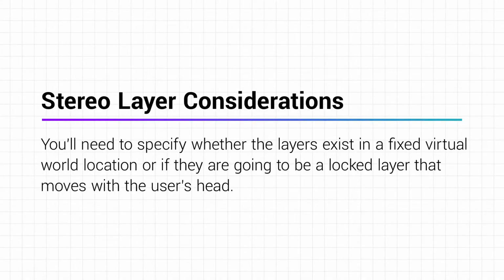There's one more way to approach UI on Oculus devices: utilizing stereo layers. The engine generates the left and right eye buffers every frame, and these are handed up to the compositor, which properly distorts these images in front of your lenses and conducts the time warp. When you create stereo layers, these layers are also directly applied to the same compositor. The hard part about this is that you'll have to specify whether the layers exist in a fixed virtual world location or if they are going to be a locked layer that moves with the user's head. It is possible to have more than one layer and order them in terms of depth.